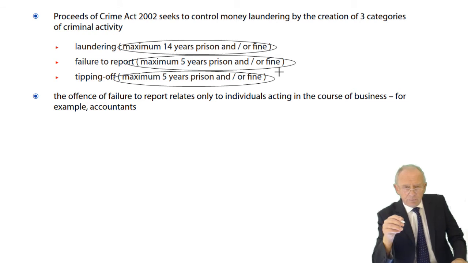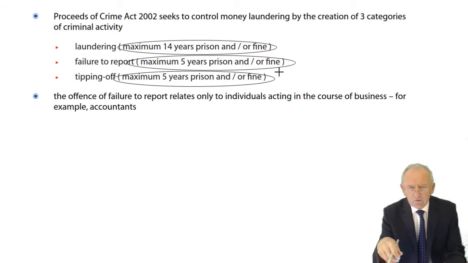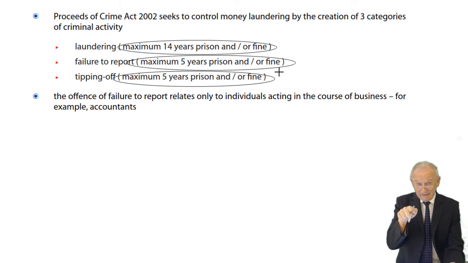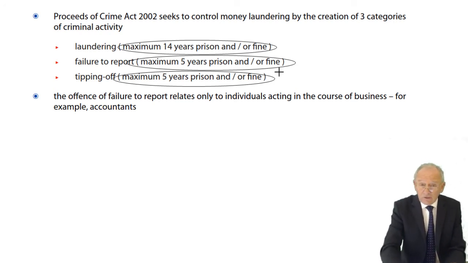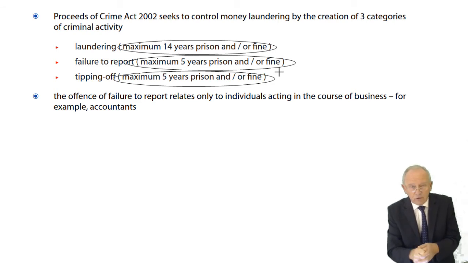Now, failure to report is an offence, but failure to report only applies to people acting in professional capacities. So you, as an accountant or as an accountant supervisor, as an auditor, you may discover money laundering activities, and you would report them to the official within your firm or the manager within your firm or the partner within your firm.